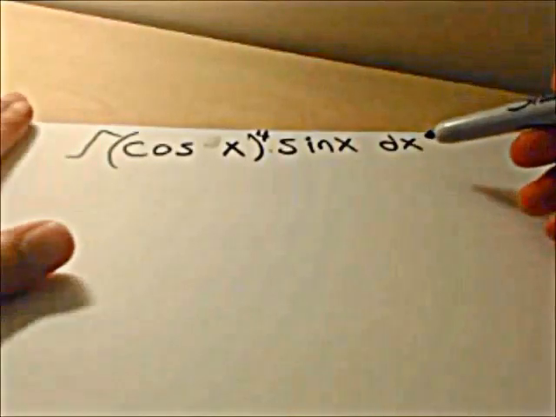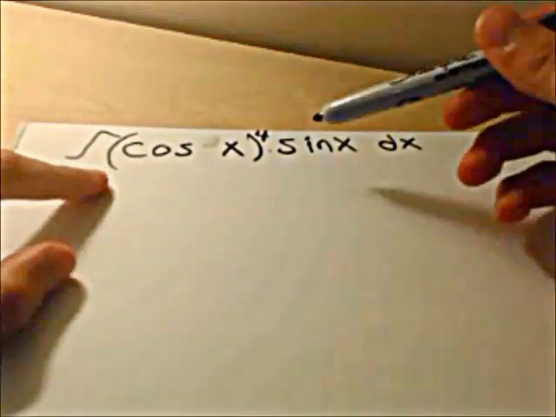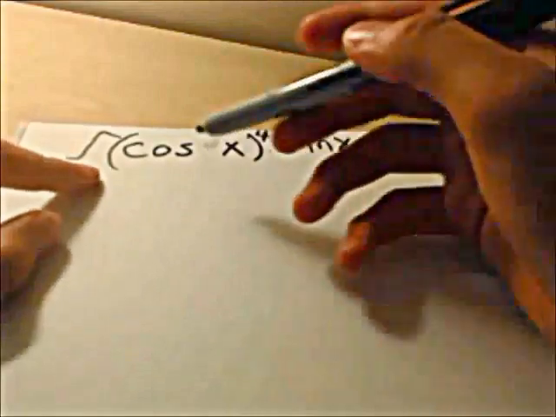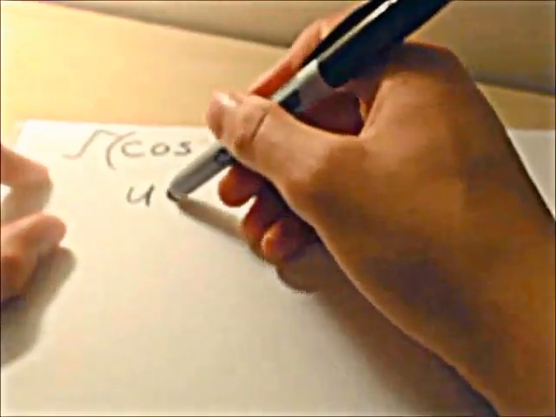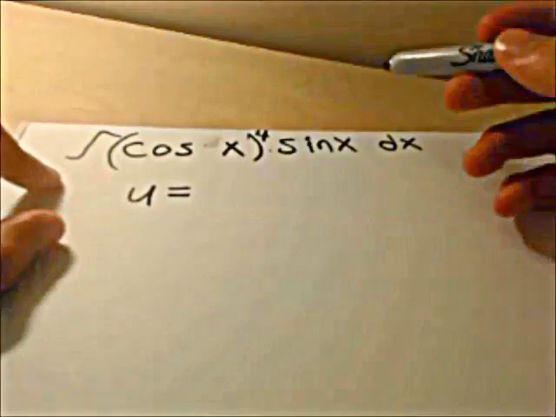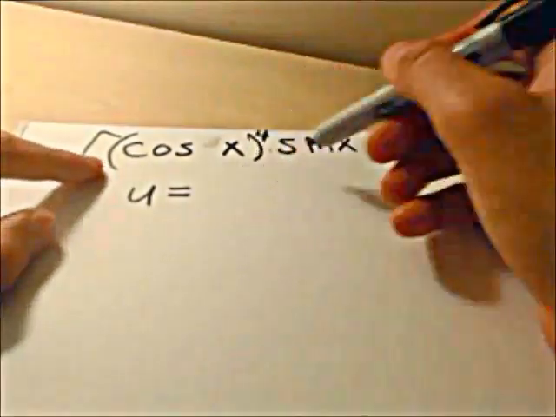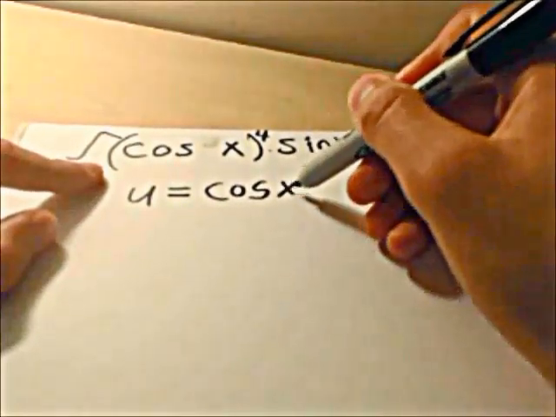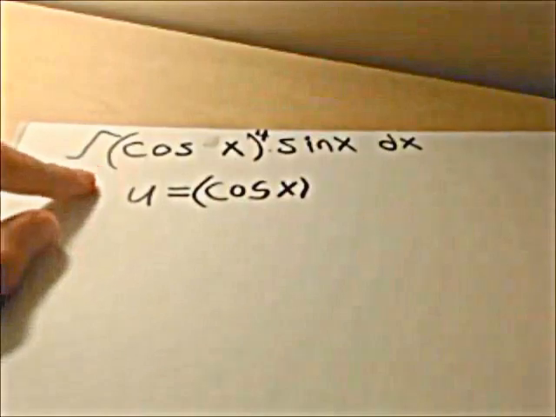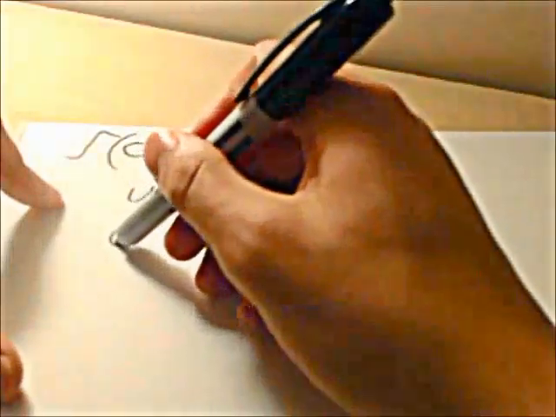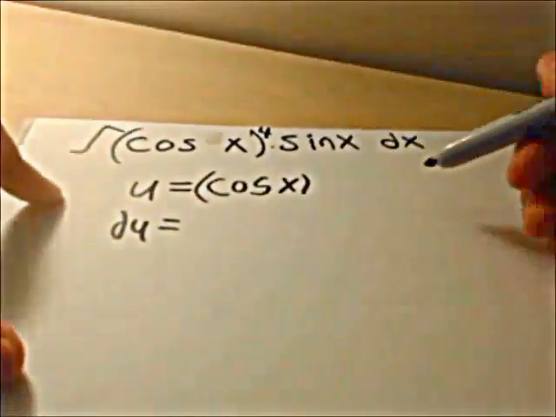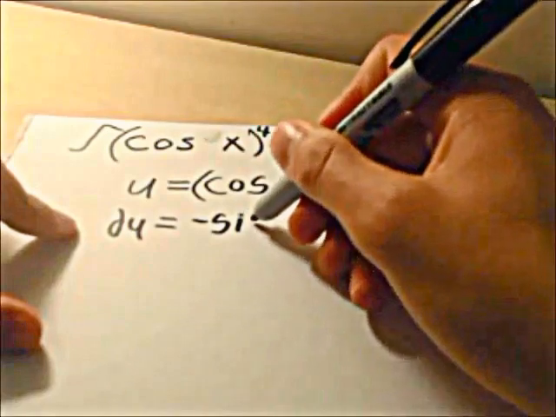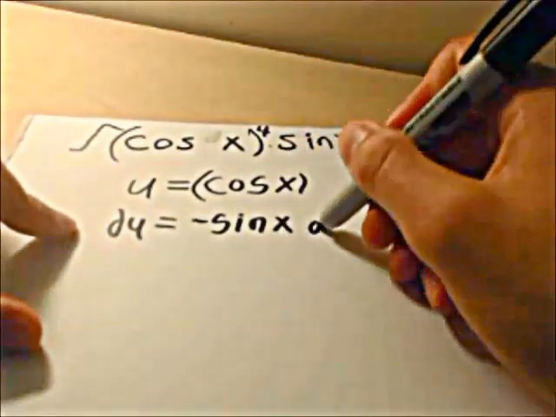Usually, whatever is raised to a power and is between parentheses is, most of the time, u. So in this case we're going to make cosine x equal to u. Now again we take the derivative of u. The derivative of the cosine is minus sine x dx.